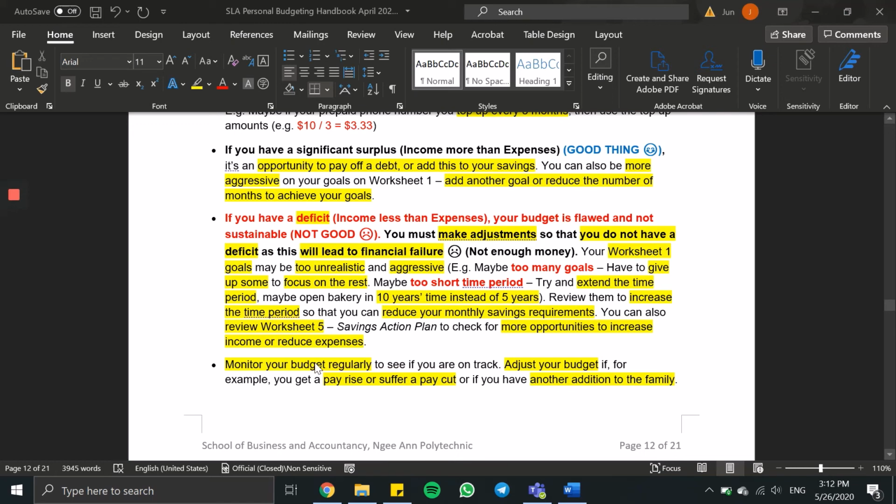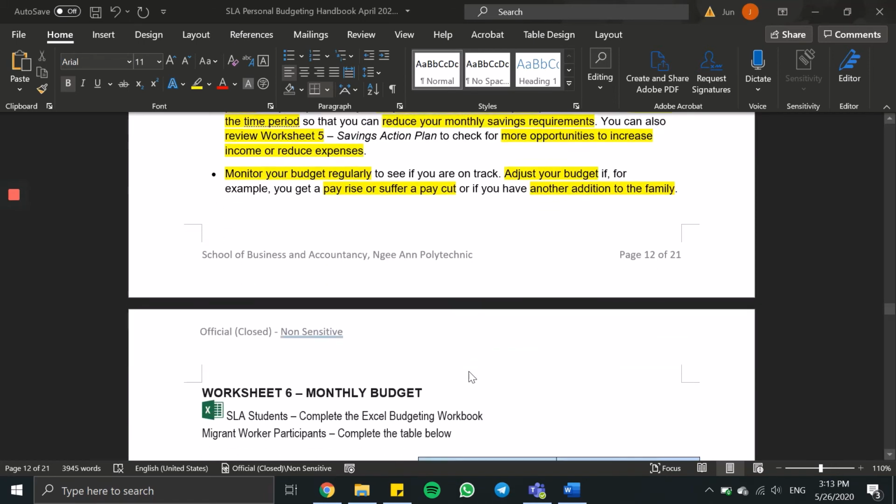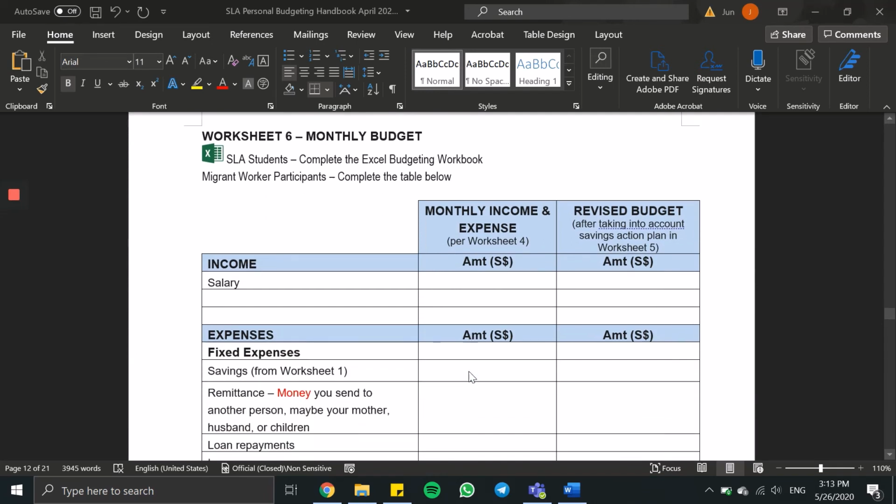Monitor your budget regularly and see if you're on track. Adjust the budget if you have to, like maybe a pay raise or a pay cut or a new addition to your family. Make sure you look at it regularly and update it when you're free. So now we'll move on to Worksheet 6, your monthly budget.